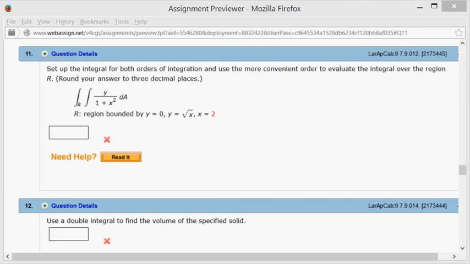All right, let's look at homework 7.8, 7.9, problem number 11. We want to evaluate the integral over the region bounded by y equals 0, y equals square root of x, and x equals 2, and we want to do it in both orders. So let's do that.